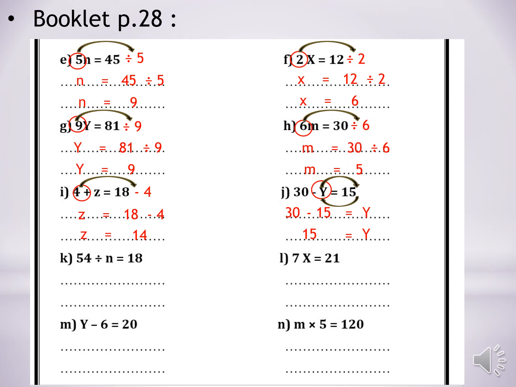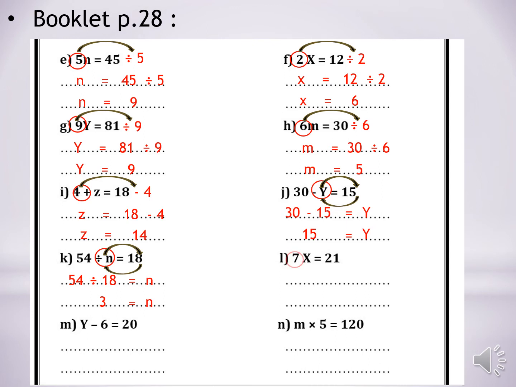In letter K, 54 divided by n equals 18. Again, divided by n, so the variable, the letter, comes after the division sign. So I will switch. So it will be 54 divided by 18 equals n. So 54 divided by 18 equals 3. So n equals 3.